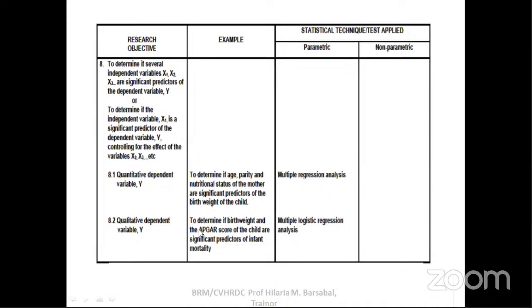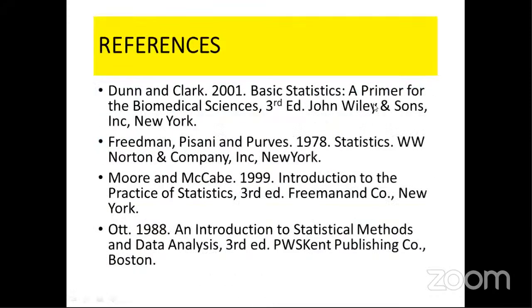And for example, if your qualitative data is being measured and your objective is to determine if the birth weight and the Apgar score of the child are significant predictors of infant mortality. This is again qualitative, but you can now use the logistic regression, multiple logistic regression, but it is parametric. So these are my references.